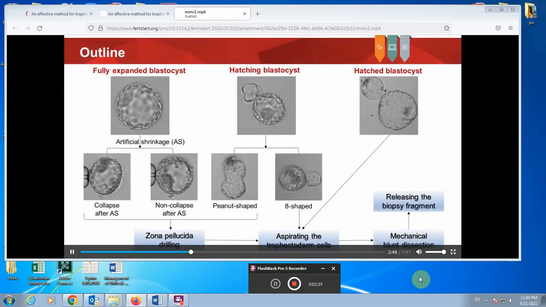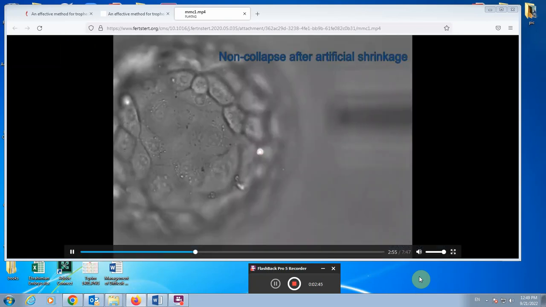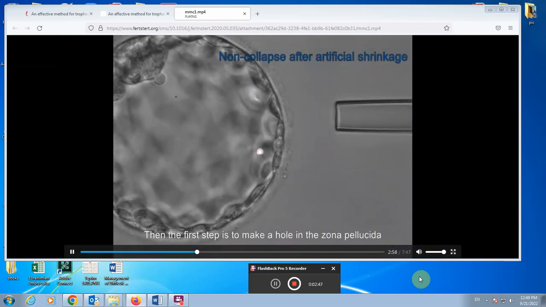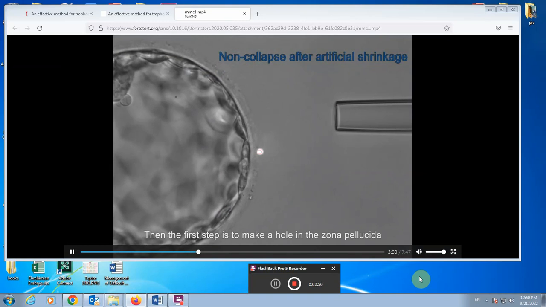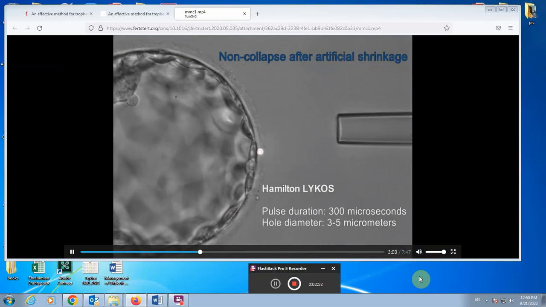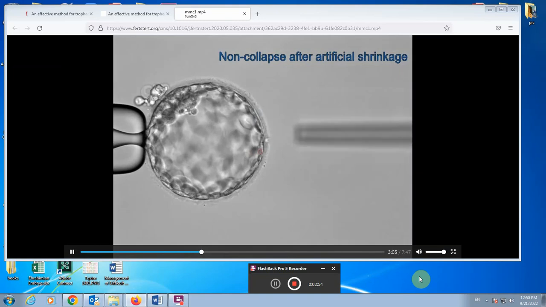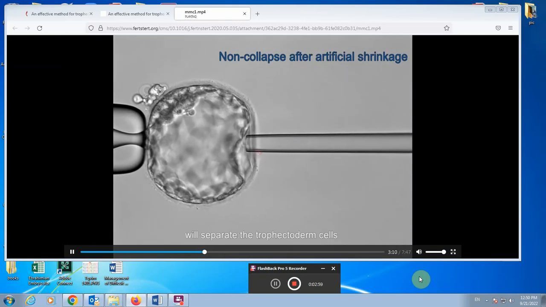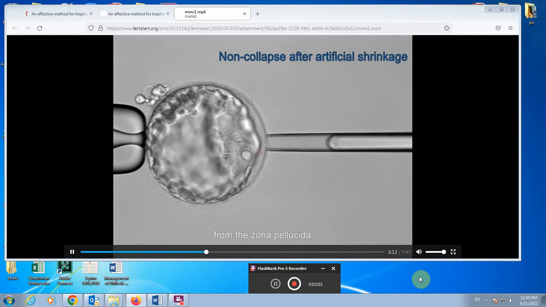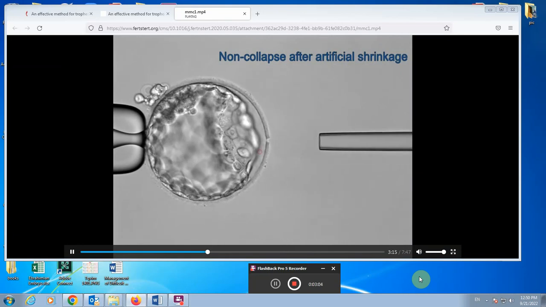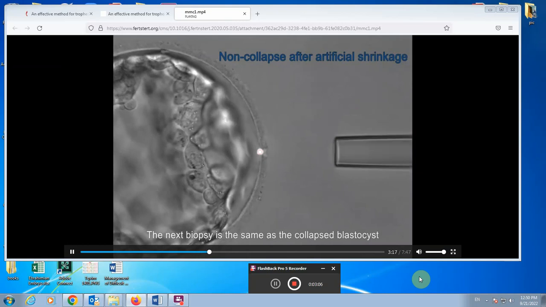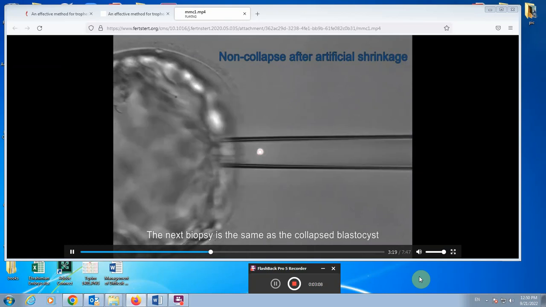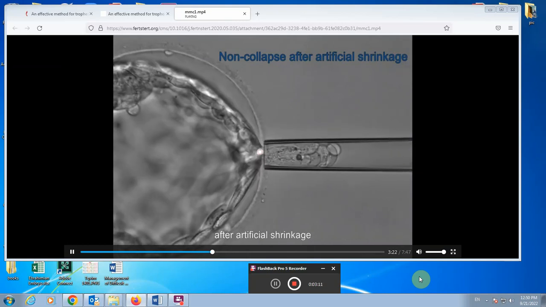If the blastocyst is not collapsed after artificial shrinkage, then the first step is to make a hole in the zona pellucida. The subsequent gentle expulsion of the medium from the hole will separate the Trophoectoderm cells from the zona pellucida. The next biopsy is the same as the collapsed blastocyst after artificial shrinkage.